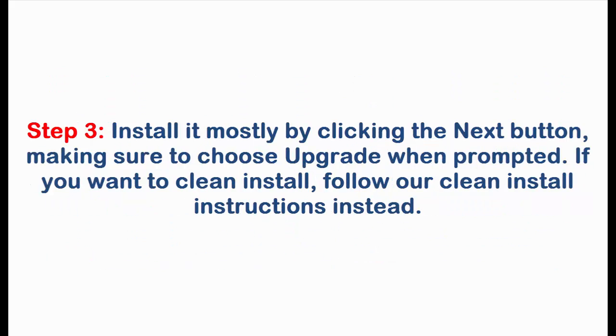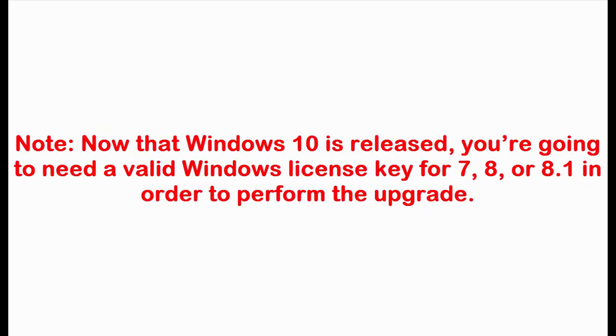Step 3. Install it mostly by clicking the next button, making sure to choose upgrade when prompted. If you want to clean install, follow our clean install instructions instead. Note: now that Windows 10 is released, you're going to need a valid Windows license key for 7, 8, or 8.1 in order to perform the upgrade.